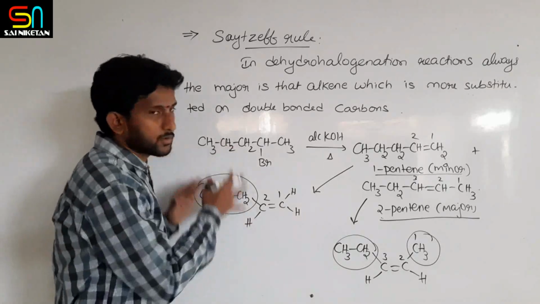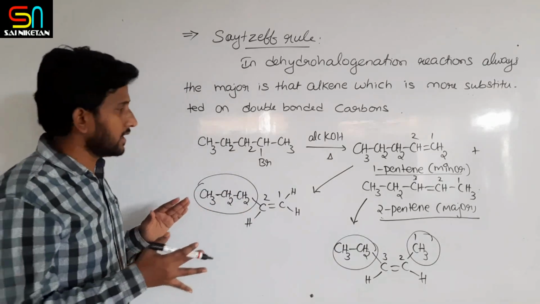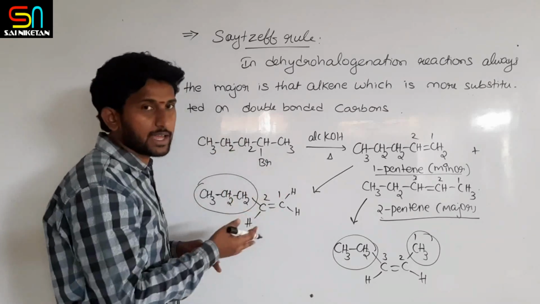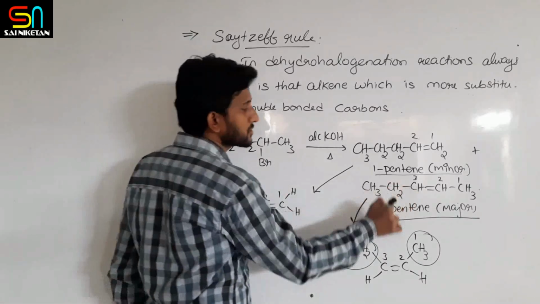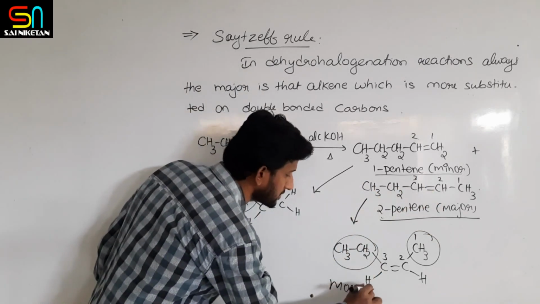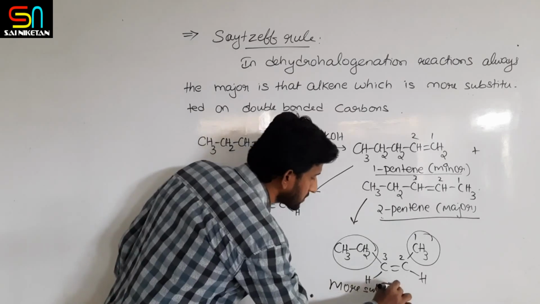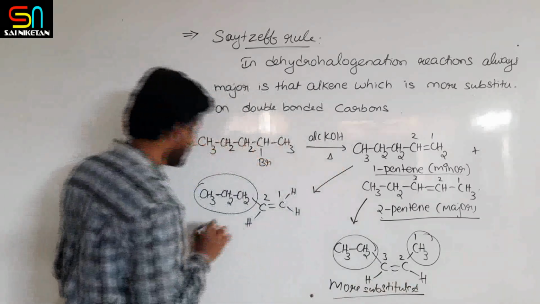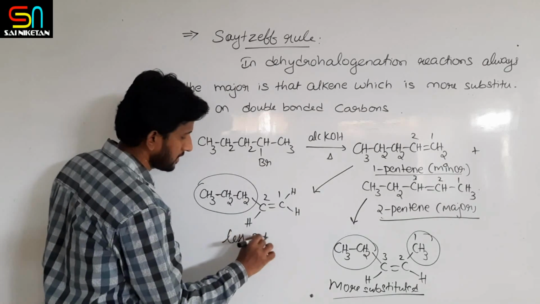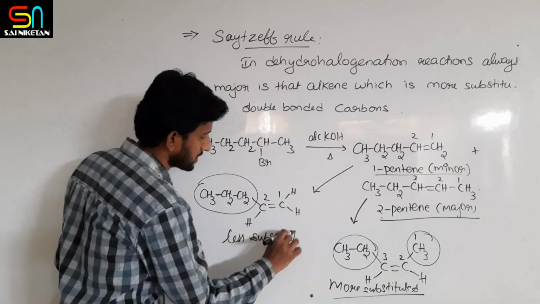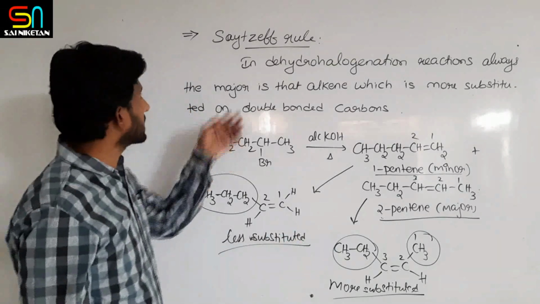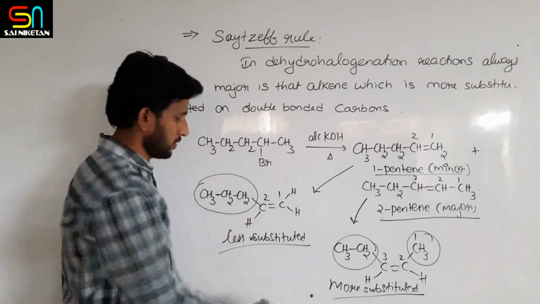So what is Saytzeff rule? In simple words, according to Saytzeff rule, always in elimination reactions, more substituted alkenes are formed as major products. Okay, more substituted alkenes are formed as major products according to Saytzeff rule.